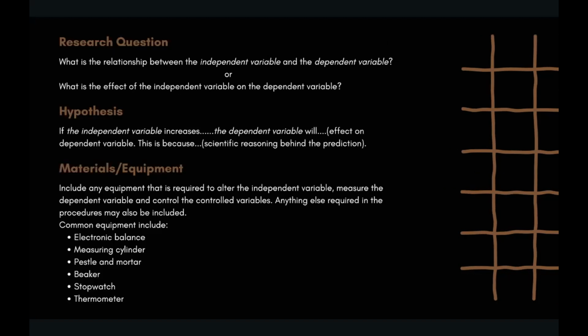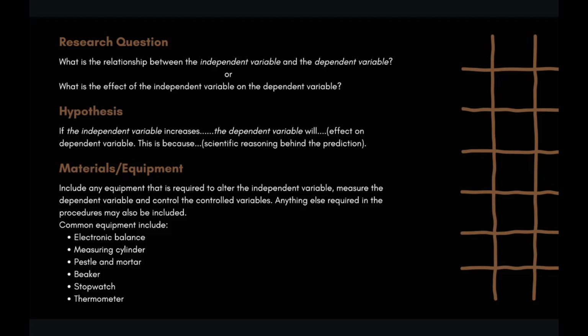And then the research question, it's really very simple. Just make sure that you don't write a statement. You'll have to phrase it in a way where it's a question with a question mark. So common ways of writing it, you can write it in any way, but common ways is, what is the relationship between the independent variable, whatever it is, and the dependent variable? Or what is the effect of the independent variable on the dependent variable?